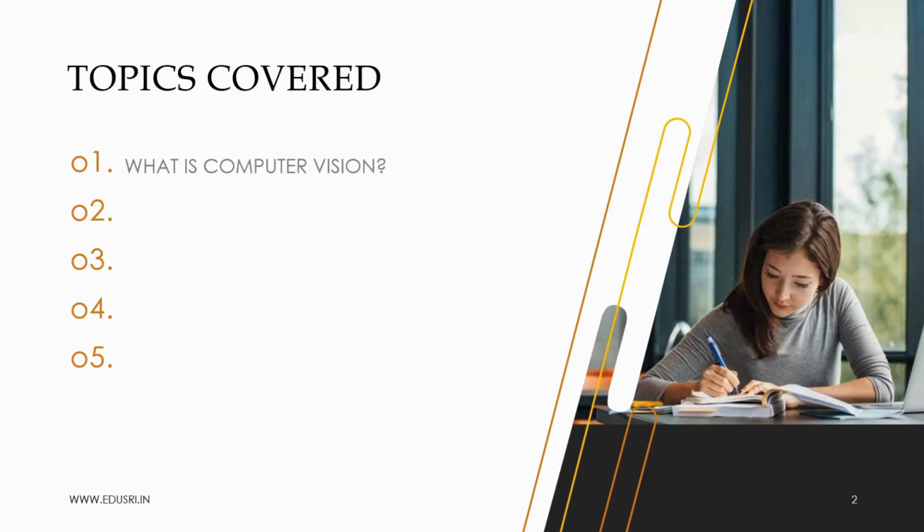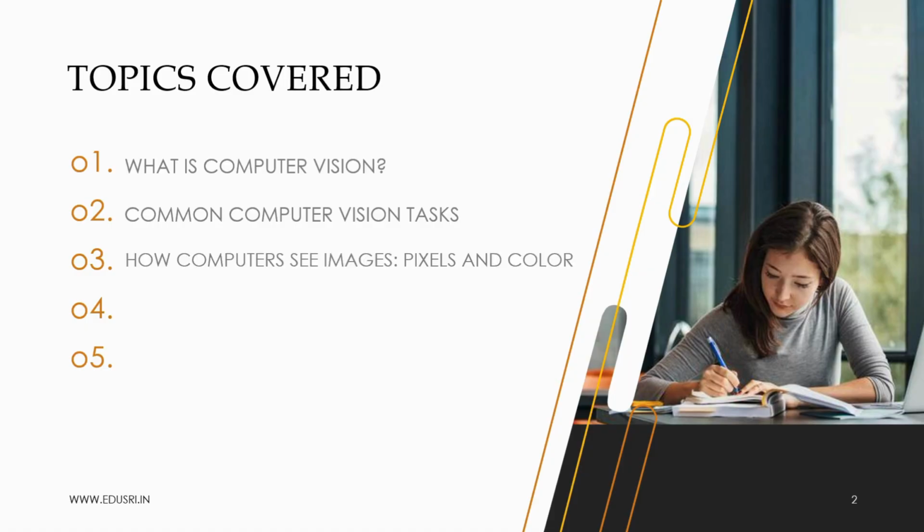In this video, we will cover 5 important topics related to computer vision. First, we will understand what computer vision is and how it enables computers to understand and interpret visual information. Second, we will learn about common computer vision tasks and how computer vision is used to perform different types of visual analysis. Third, we will understand how computers see images with a focus on pixels and color. We will learn how an image is represented digitally and how computers process the information contained in it.